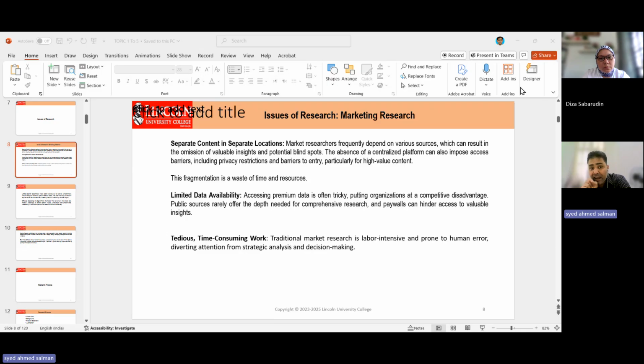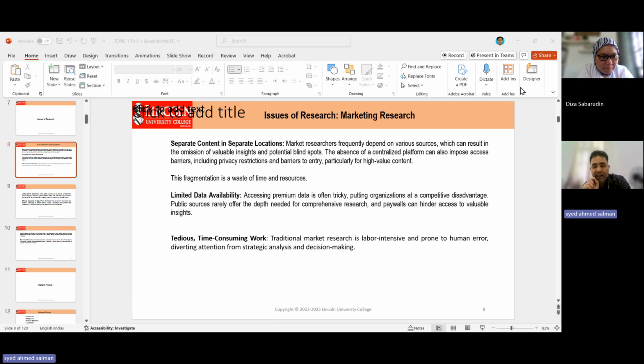So the second question arises: how to overcome limited data availability in marketing research? Currently, marketing research has limited data availability, right? So the question arises, how to overcome this issue? If you are having some problem, how are you going to overcome that issue? You have to understand that one. Do you understand what I'm trying to say here?